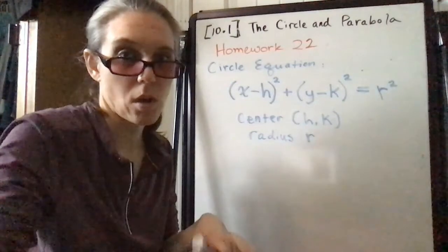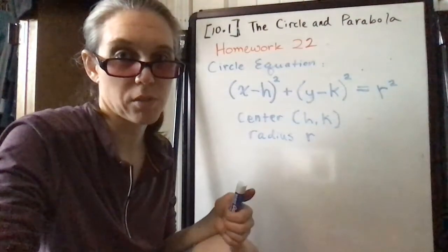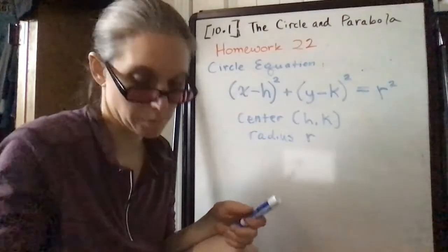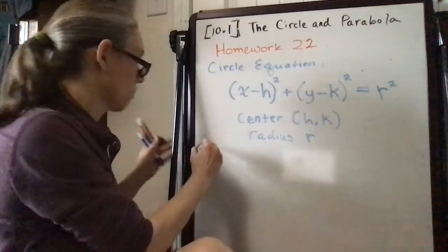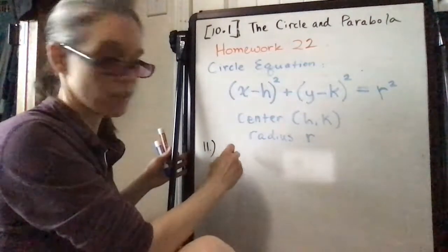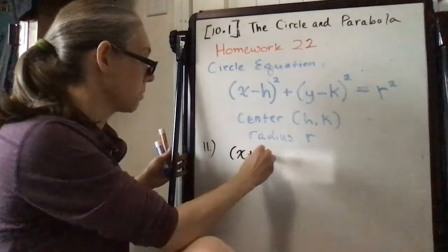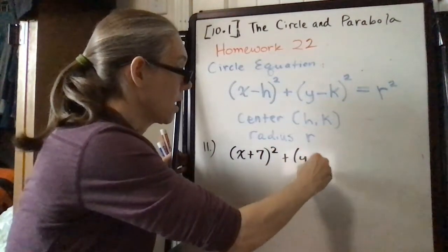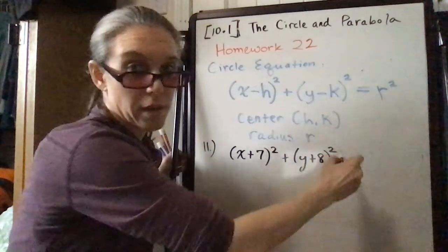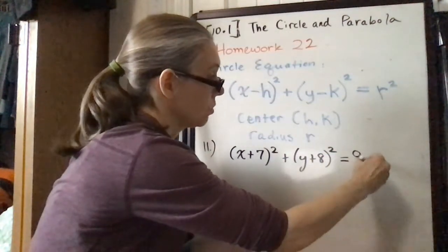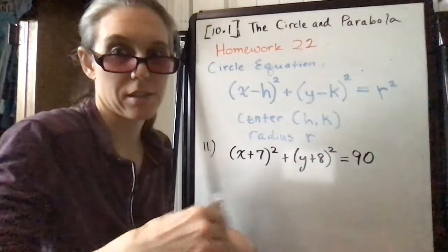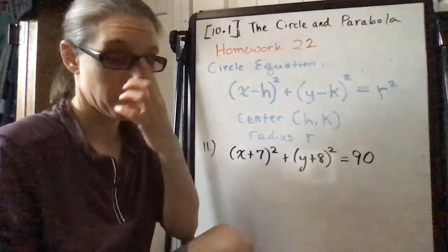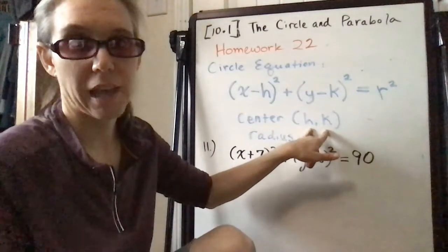Okay, so let's walk through 5 problems. We're going to start with the My Open Math problem. First one is number 11. So number 11, we're given the equation x plus 7 squared plus y plus 8 squared is equal to 90, and we need to determine the center and the radius.